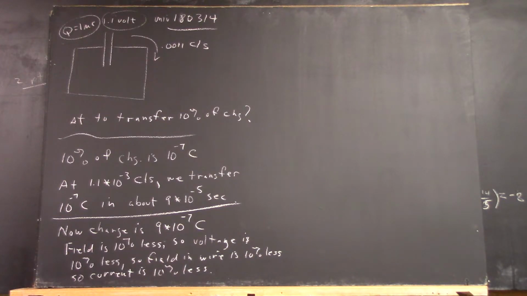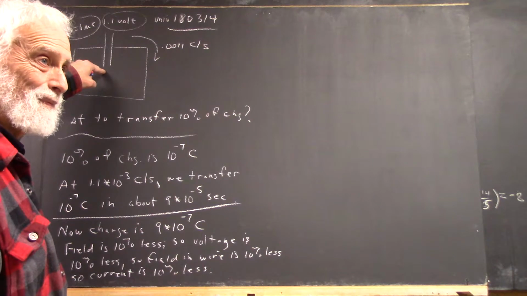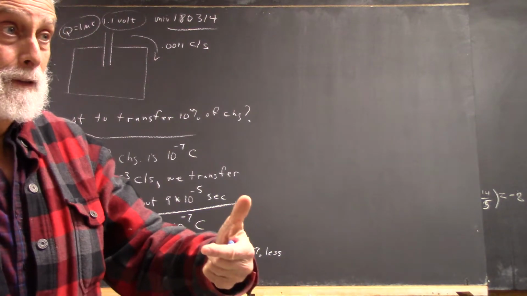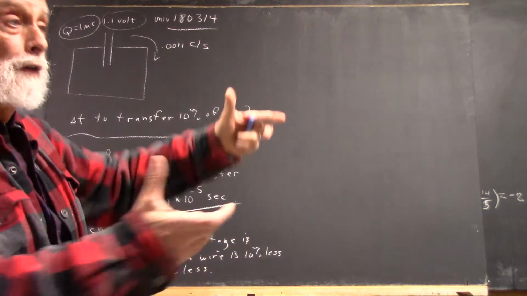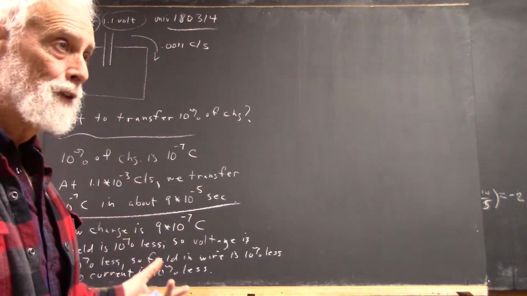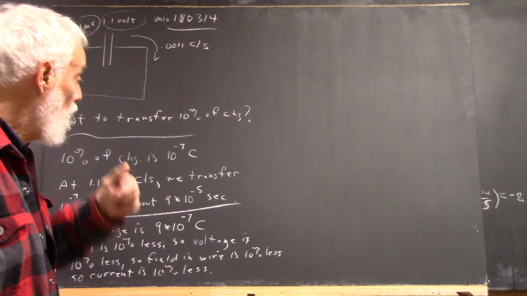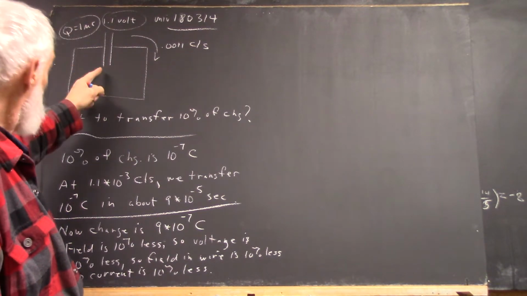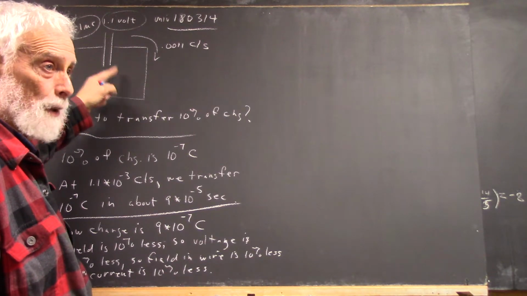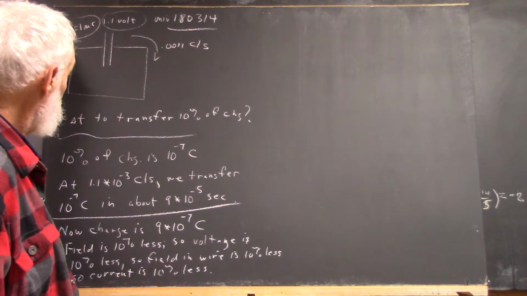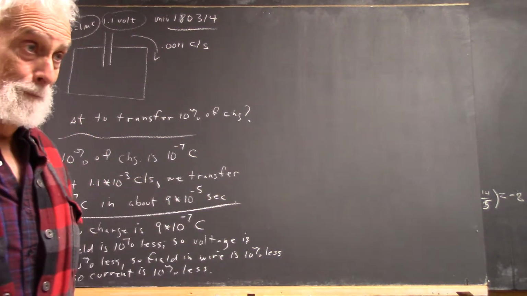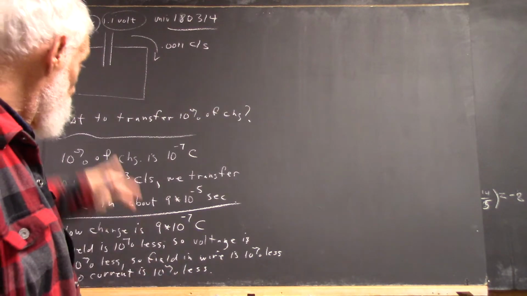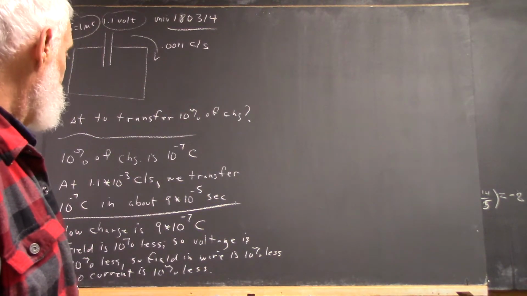If you've got 10% less charge, you've got 10% less field because the field is proportional to the charge density, right? So you've got 10% less charge over the same surface area, you're going to have 10% less surface charge density, which will give you 10% less electric field, which gives you 10% less voltage, which gives you 10% less electric field in the wire, which gives you 10% less current. Okay? So I just repeated what I said, but hopefully that re-emphasizes it.